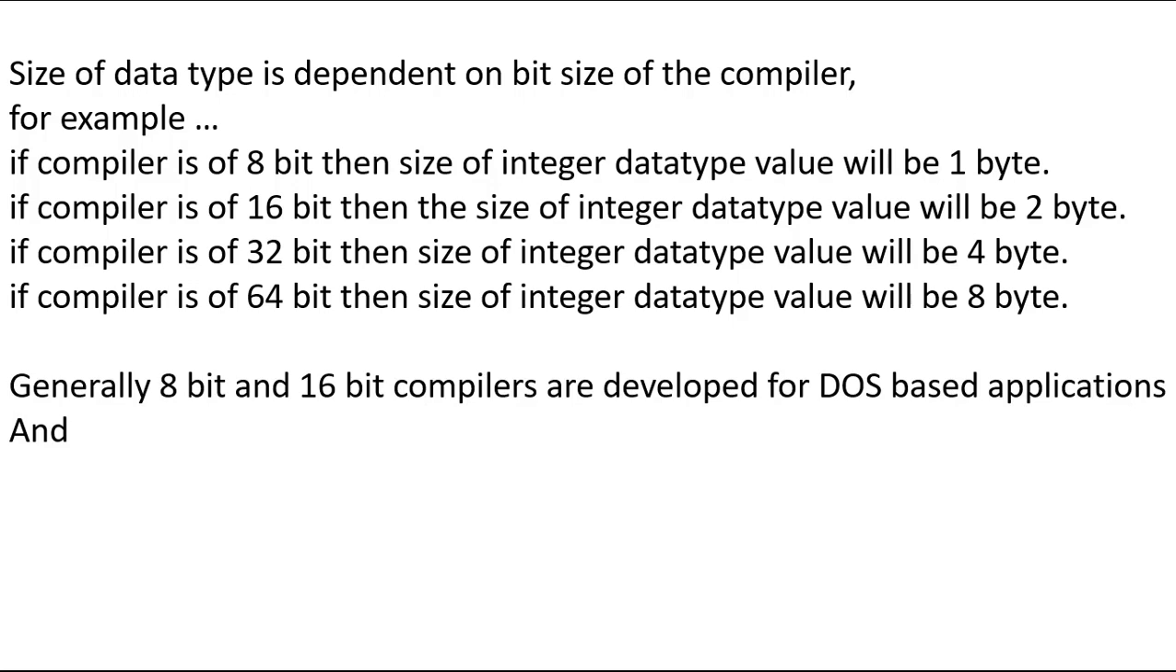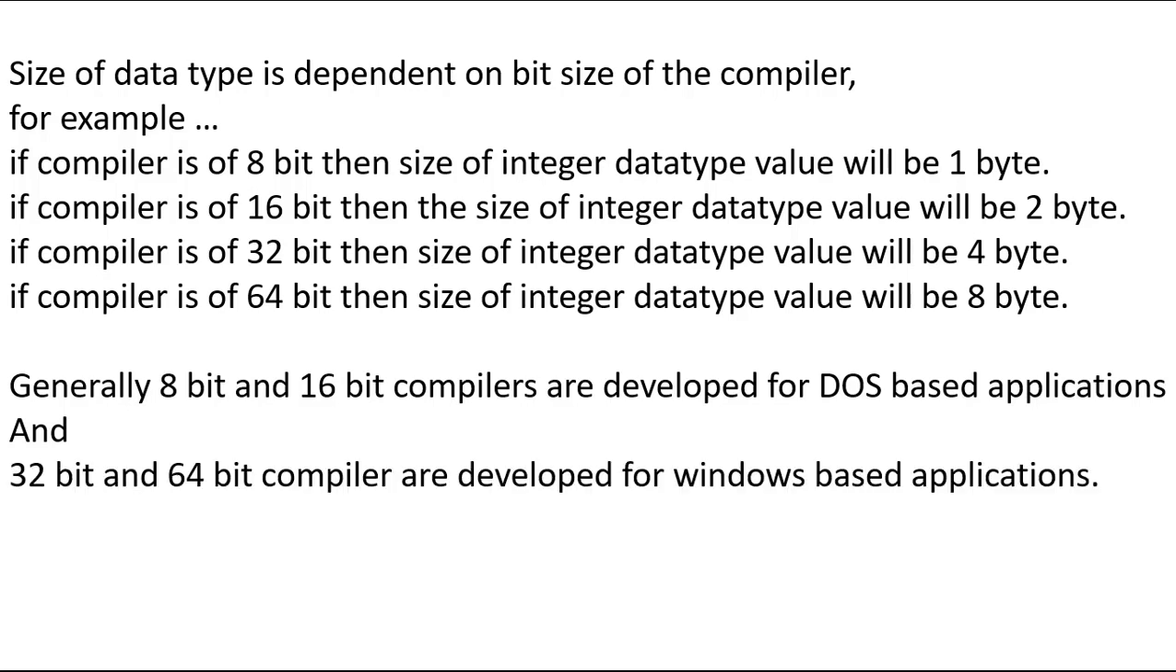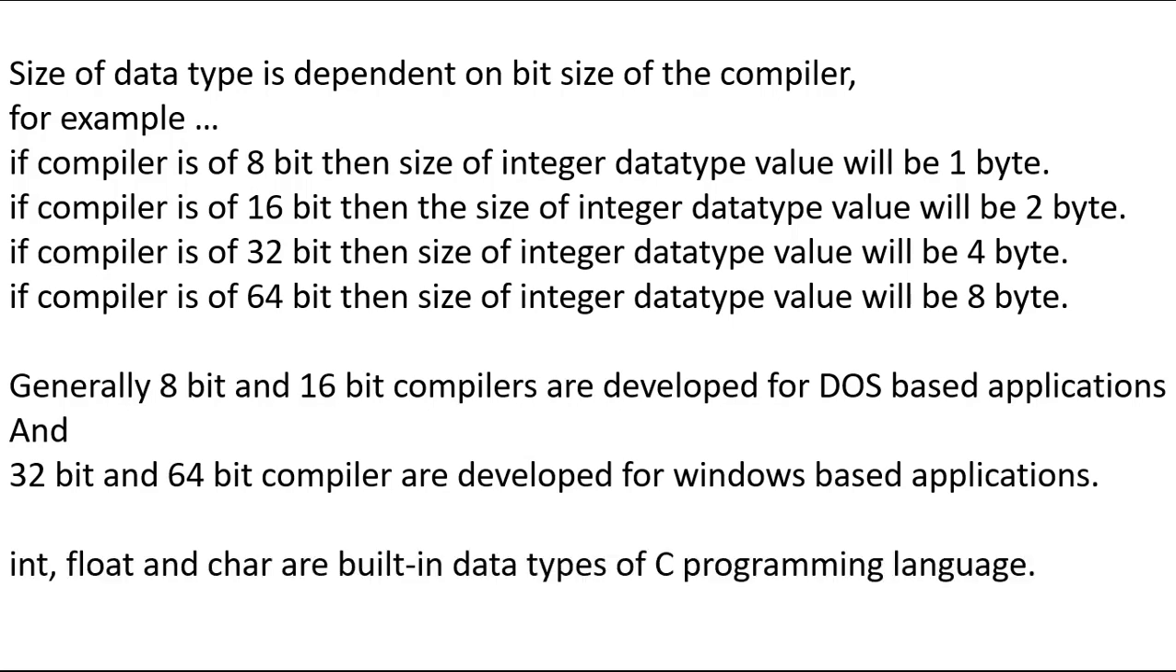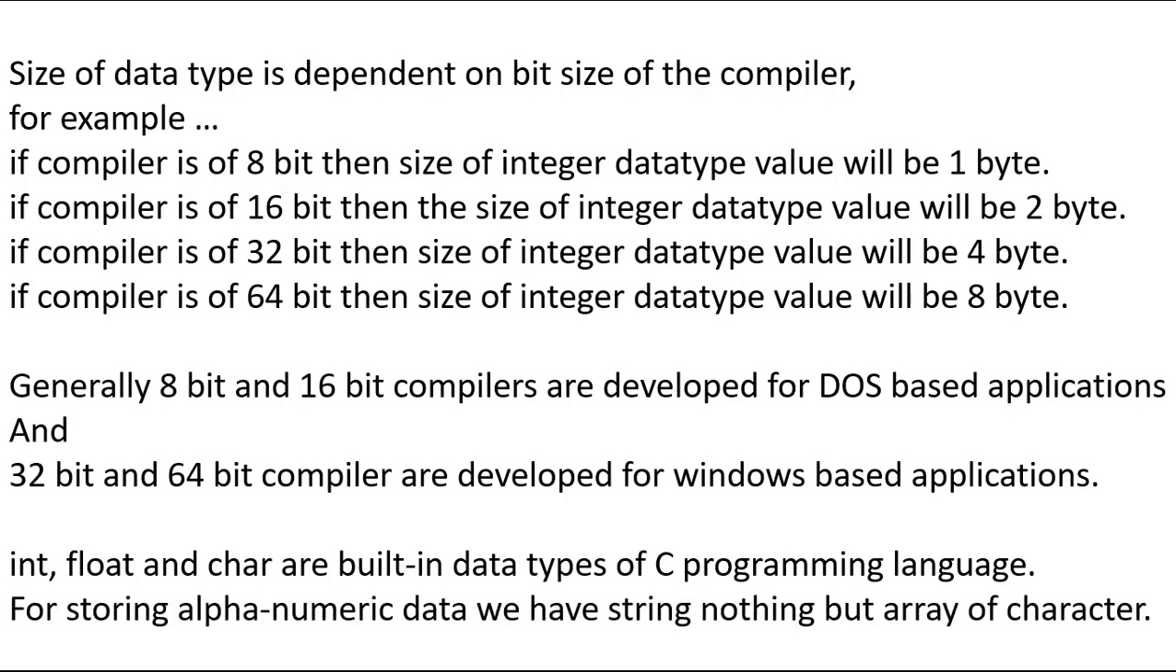Generally, 8 bit and 16 bit compilers are developed for DOS based applications, and 32 bit and 64 bit compilers are developed for Windows based applications. Integer, float and character are the built-in data types of the C programming language. For storing alphanumeric data, we have string, nothing but an array of characters.